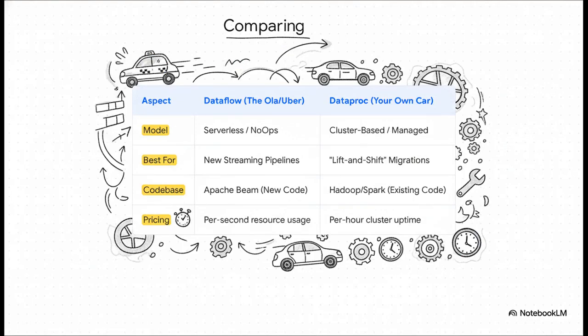Dataflow is like ordering an Uber, right? It's serverless. You just tell it where to go, and it handles everything else. It's absolutely perfect for new projects, but you have to write your code in Apache Beam. Now, Dataproc, that's like owning your own car. You're in control. You have to manage the cluster size and tweak the settings, but you get to use your existing familiar Hadoop and Spark code.